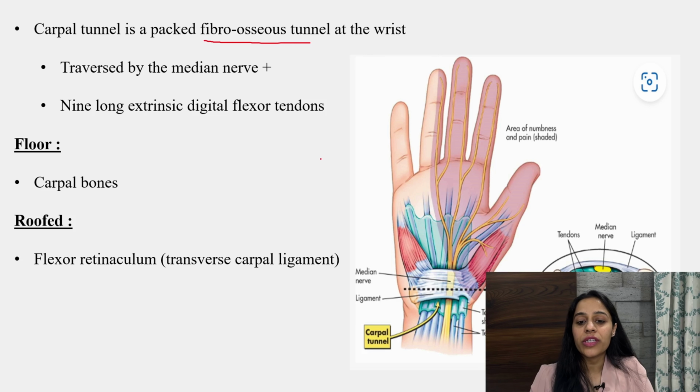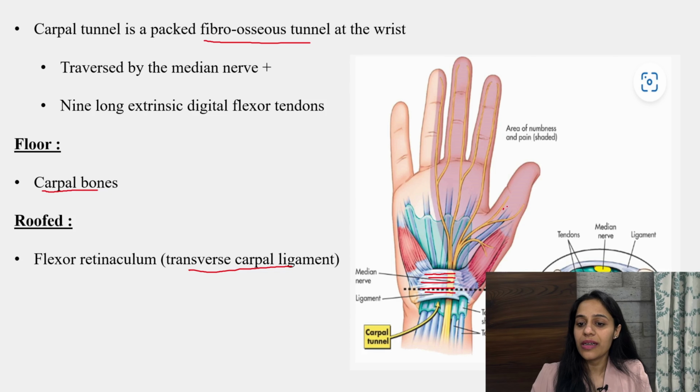Carpal tunnel's roof is formed by the flexor retinaculum. You can see in this picture. So this is the flexor retinaculum, or also known as transverse carpal ligament. So this is the roof of the carpal tunnel. Floor is formed by the carpal bones. As I told you before, any carpal bone fracture or dislocation can also cause compression of the median nerve. Okay. So this is the carpal tunnel.